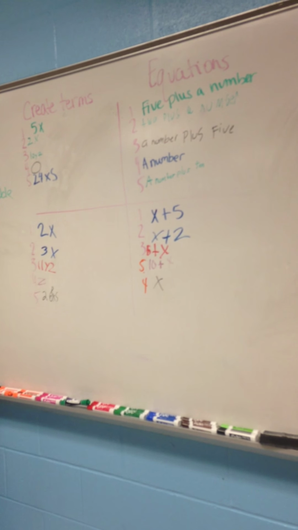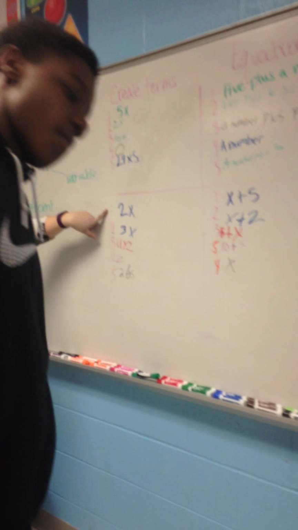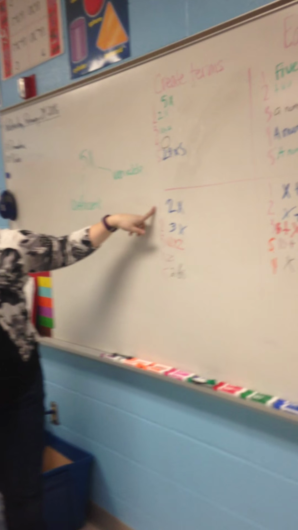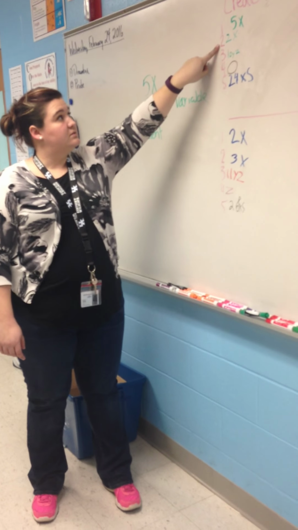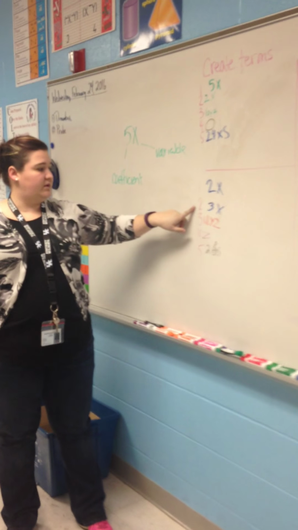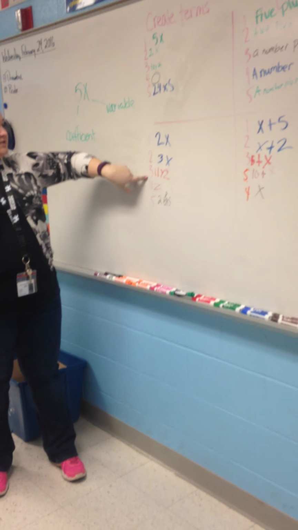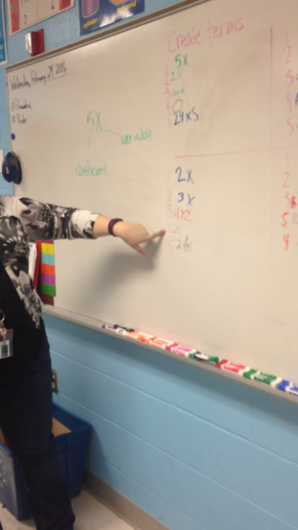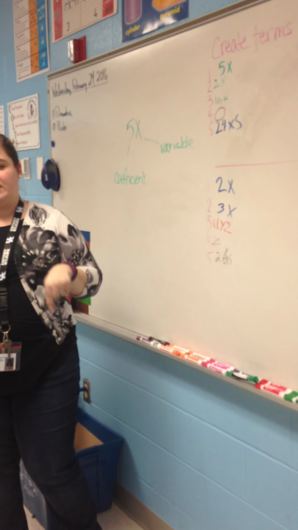Okay, so let's look at what you all created. For 5X, you all gave me 2X. Did you create a like term? Yes. Number 2, 2X, what did you give me? 3X. Did you create a like term? Yes. Did you create a like term for number 3? Yes. Did you create a like term for number 4? No.